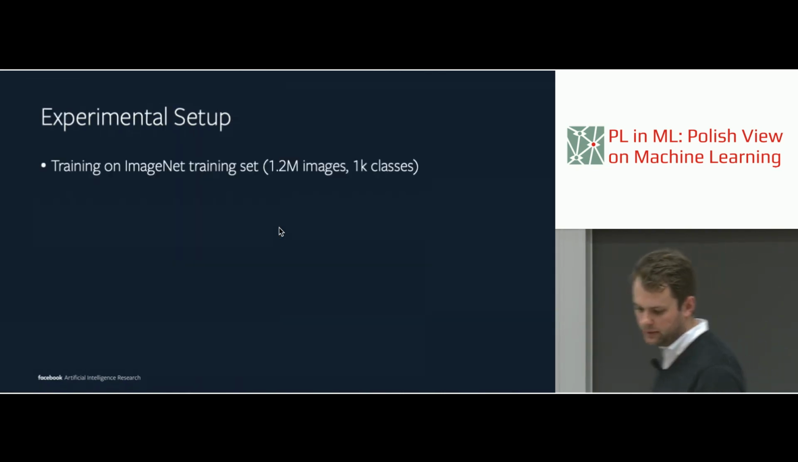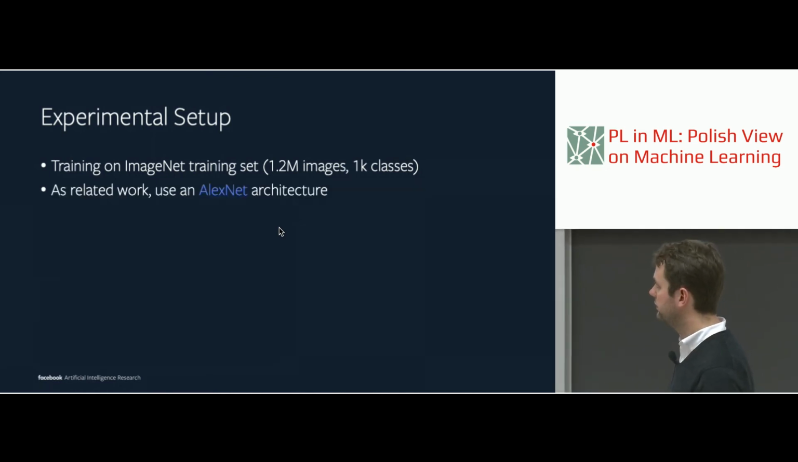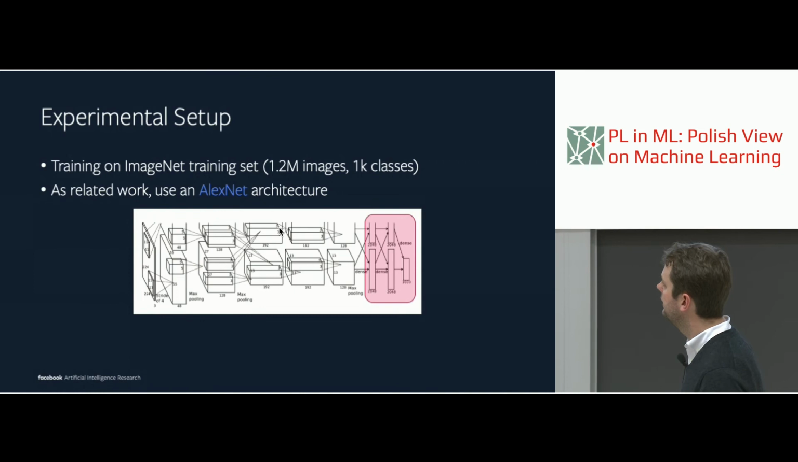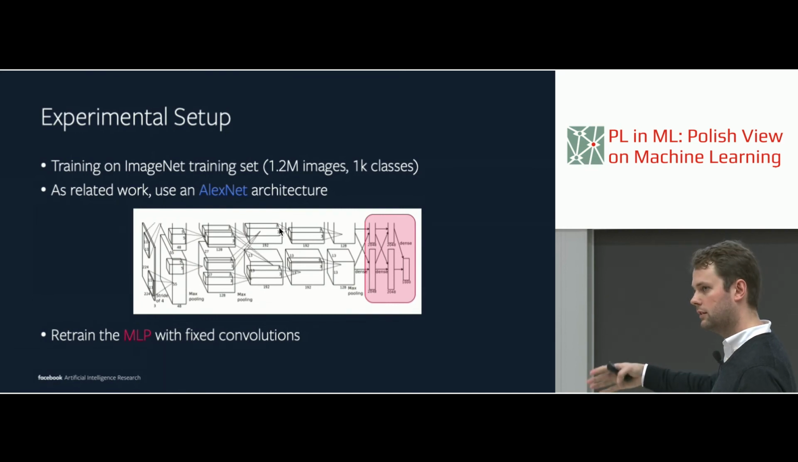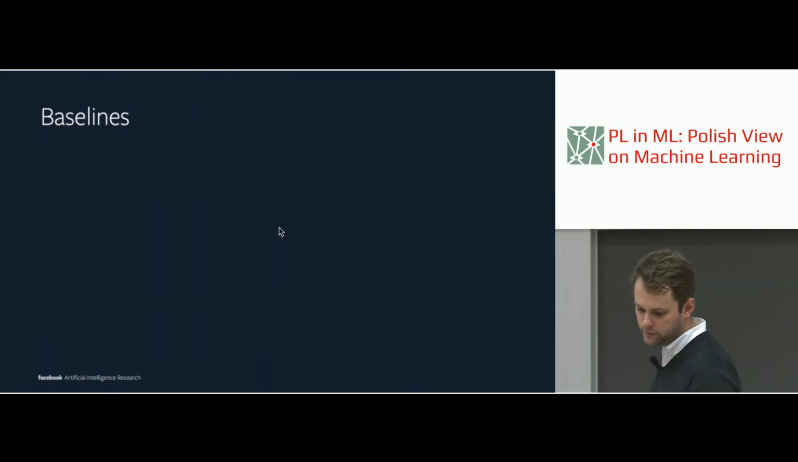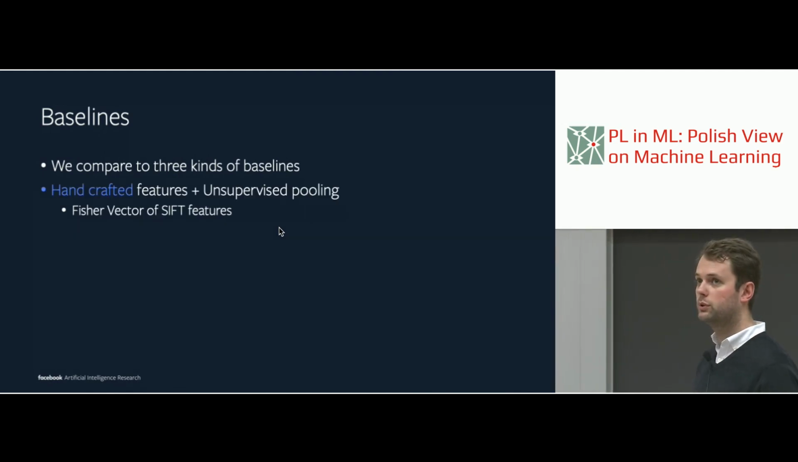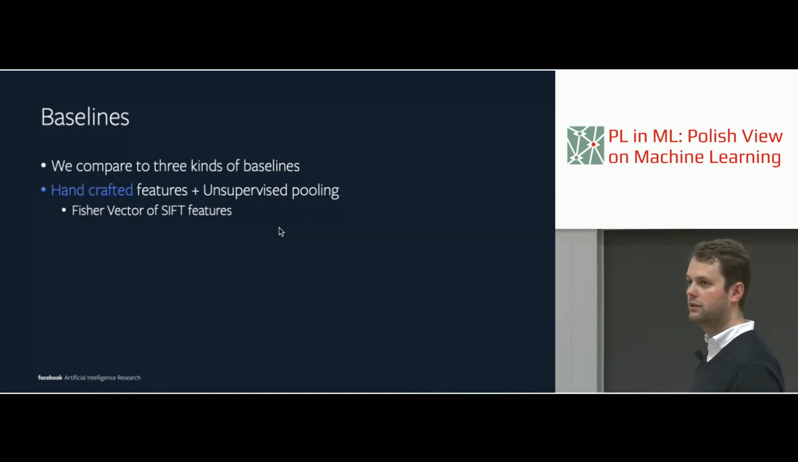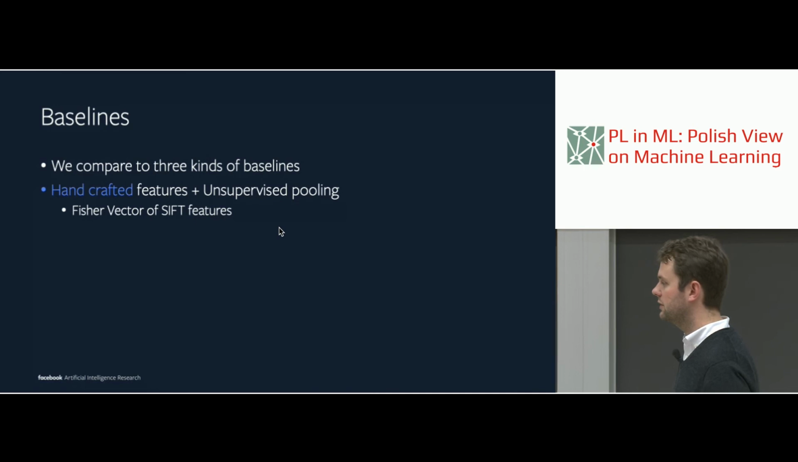So in our experiments, we trained our network on ImageNet without having labels, of course. We used the AlexNet architecture. When we do evaluation, we basically fine-tune the classifier, which is the end of the network. In terms of baselines, we compared to three kinds of baselines. The first one was good old handcrafted features, which was actually the winner of the 2011 ImageNet challenge.